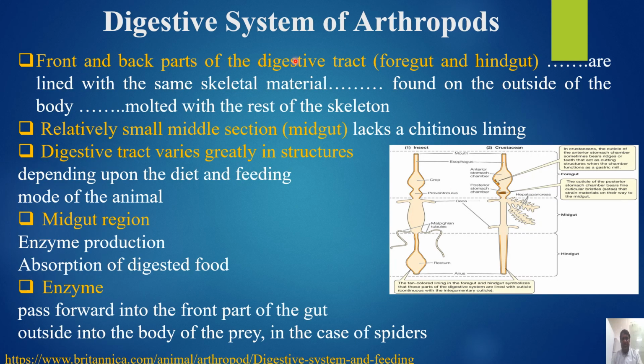Now the digestive system of the arthropod. The front and back parts of the digestive tract, the foregut and hindgut, are lined with the same skeletal material found on the outside of the body and molted with the rest of the skeleton. The relatively small middle section, the midgut, lacks a chitinous lining. The digestive tract varies greatly in structure depending upon the diet and feeding mode of the animals.